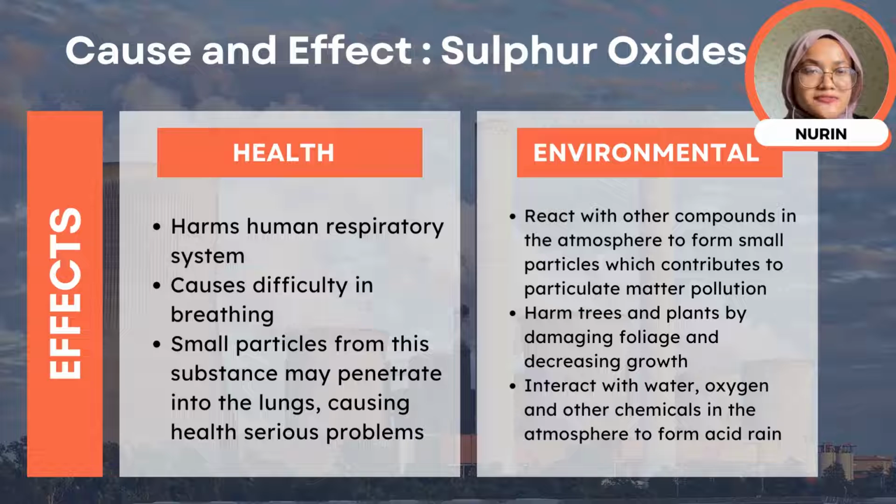On the other hand, the effects of sulfur oxides on environment are that it can react with other compounds in the atmosphere to form small particles which contribute to particulate matter pollution. Moreover, sulfur oxide harms trees and plants by damaging foliage and decreasing growth, and last but not least, sulfur oxides interact with water, oxygen, and other chemicals in the atmosphere to form acid rain.